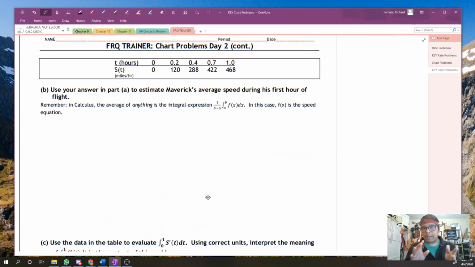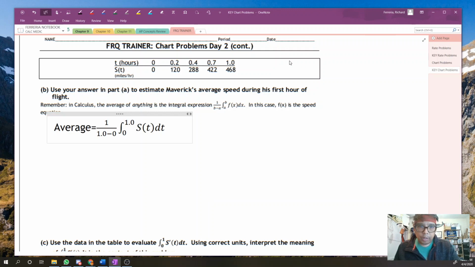Letter B, find the average velocity, or no, the average speed in the first hour of flight. And remember what I keep saying, I think I've said it with every video we've done. The average of anything in calculus is an integral expression. Let's write out that integral expression. So here's that integral expression. The next thing for you to do is just substitute your answer from part A, which gave you an estimate for the integral from 0 to 1 of s of t.